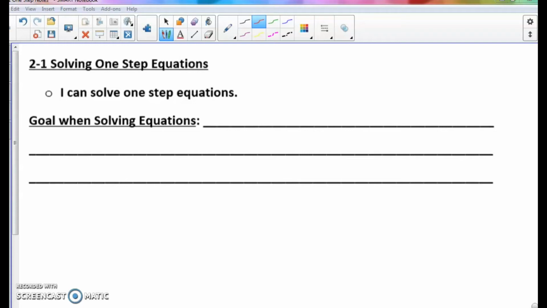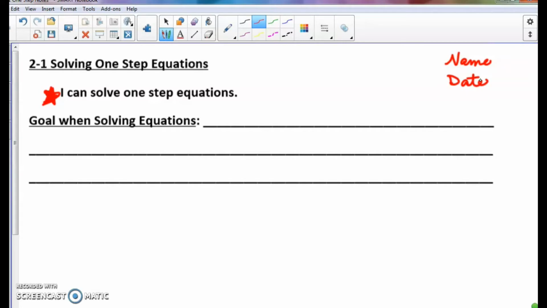Hello there, and welcome to 2-1, Solving One-Step Equations. We're in Unit 2 now. Our learning target is that I can solve one-step equations. And for our title and everything, we know we've got to put our name in that top right-hand corner and today's date.